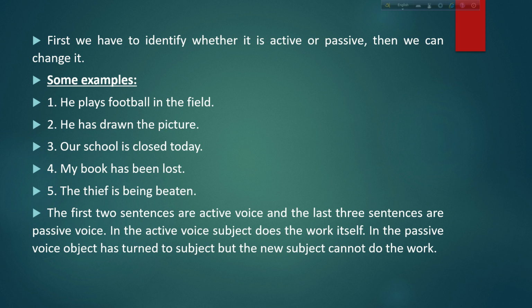So first sentence, he plays football in the field. Here we can easily get that the subject works itself. It can do the action itself. Second sentence, he has drawn the picture. Here also, he, the subject, is doing the work. So these two sentences are active voice.